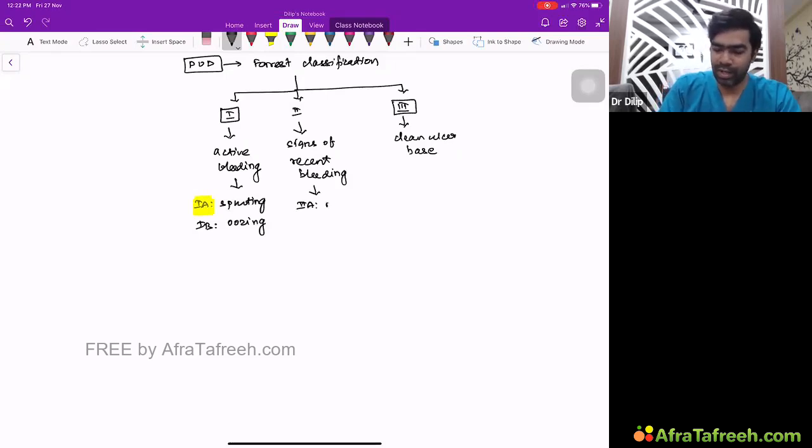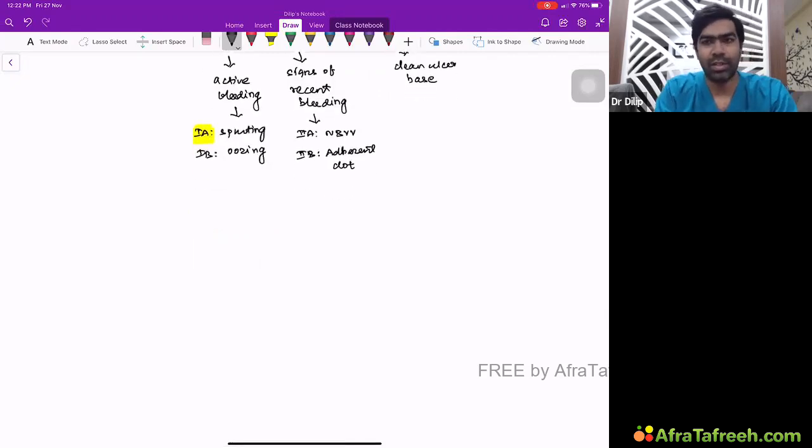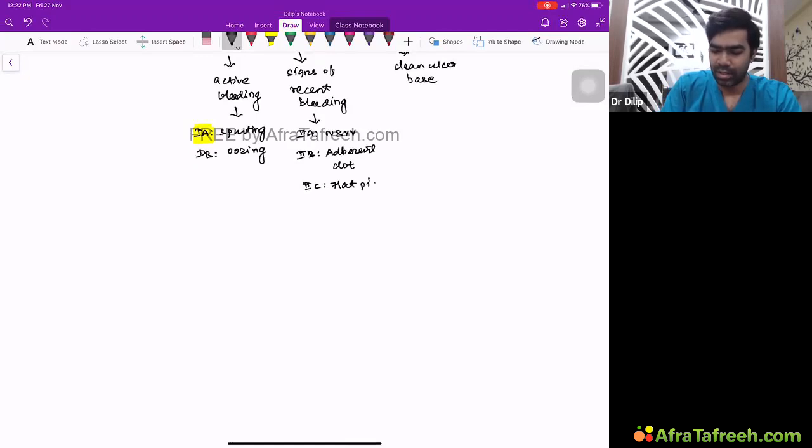Class 2A we typically refer to as a non-bleeding visible vessel, which means there is a vessel that can be seen over the ulcer, but it is right now not bleeding, but it must be the source of the bleeding. So that's called a non-bleeding visible vessel. And 2B is called an adherent clot, which means the clot is an example of a recent bleed, which means that area is sealed with a clot. So that's a stigma of recent bleed. And 2C is called a flat pigmented base.